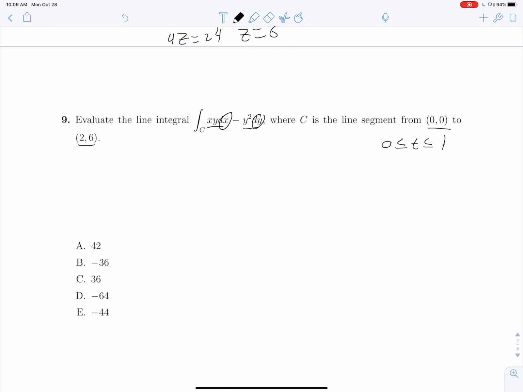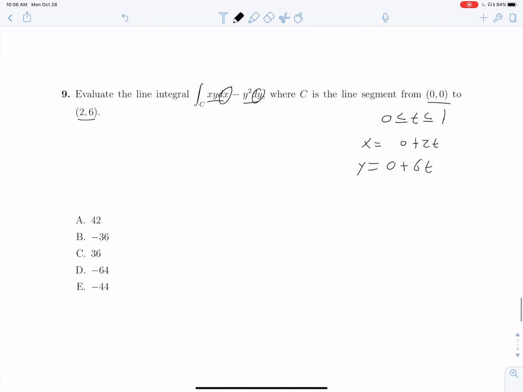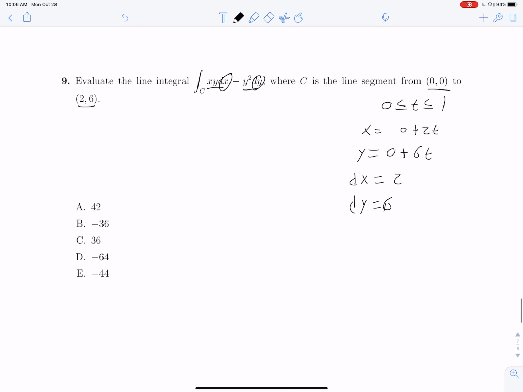So we see that x starts at 0, so x is going to be 0 plus 2t, because when t is 1, we want x to be 2. And y also starts at 0, and we're going to add a 6t on there. We might as well go and find dx also, which is just 2, and dy, which is 6. So now we can just plug everything in.